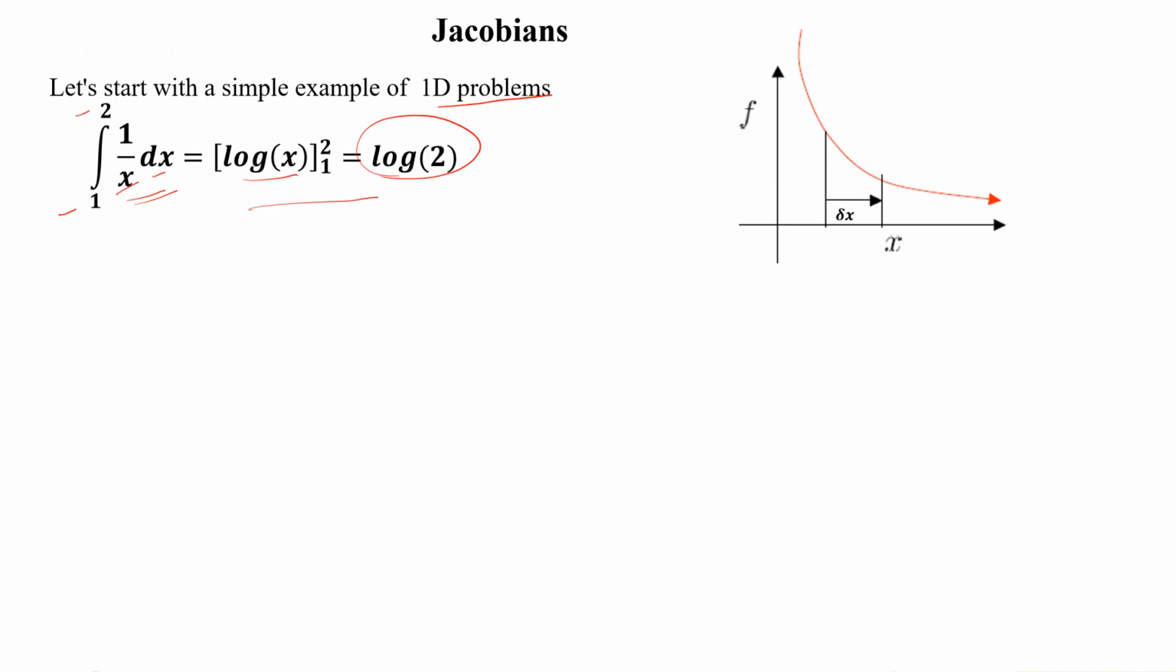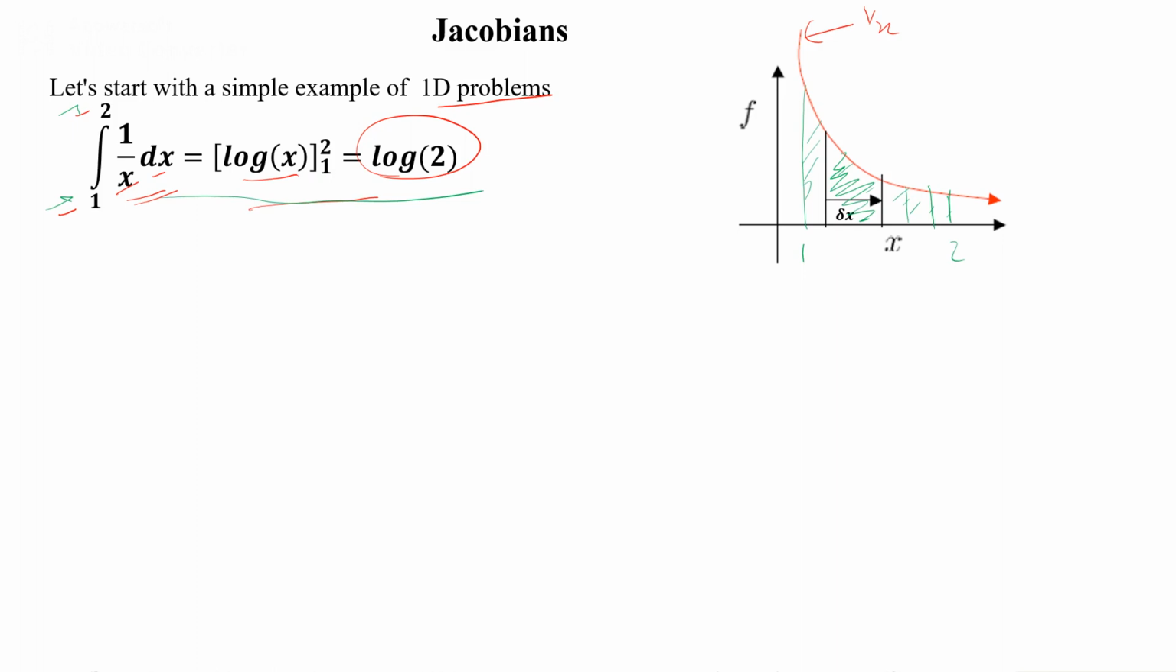Now if we look at the geometrical interpretation of that integration, we take a small strip, where the function is 1 upon x and the strip is del x, and we integrate within the limits 1 to 2, meaning we are just adding the small strips between the limits. Suppose that is 1 and we are integrating from 1 to 2, so we just add the small strips. That is the geometrical interpretation of that particular integral.